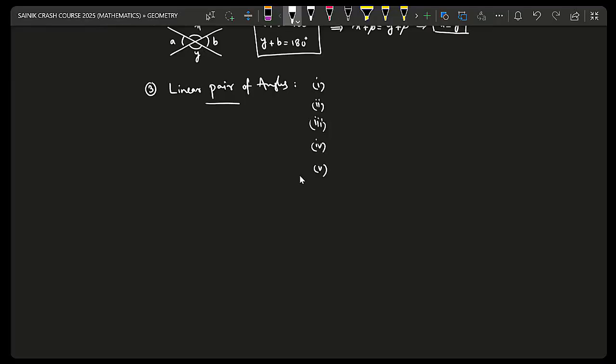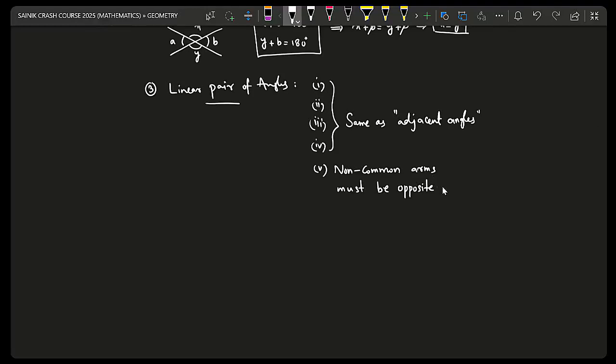But you need not remember all the 5 because the first 4 conditions are the same as the conditions used for adjacent angles. Do you remember the conditions for adjacent angles? What are they? They should be coplanar, they should have a common vertex, they should have a common arm, and their interiors should be disjoint. So the first 4 conditions are the same. Okay. And now the fifth condition will be the non-common arms. Non-common arms must be opposite rays.